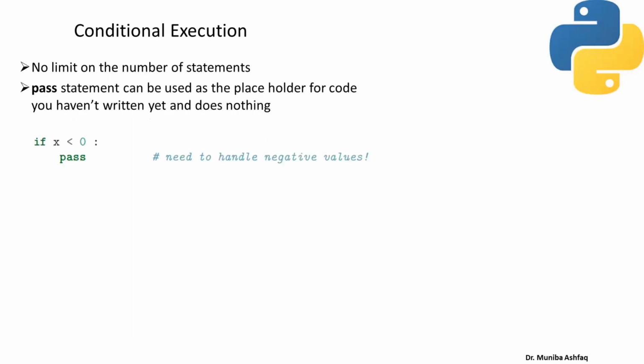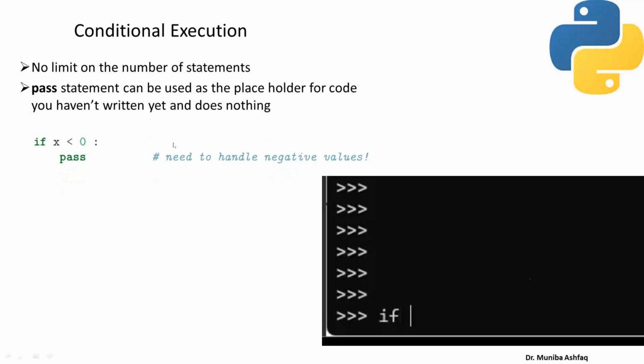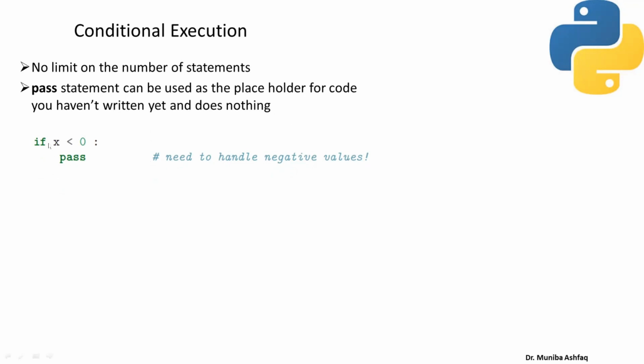Moreover, we have the pass statement. It can be used as a placeholder for code you haven't written yet, and it does nothing. So if you have something in your mind and you don't want to write the corresponding statement right now, like if you are going to check the condition that if x is less than 0, but at this point you don't want to write the action that will be performed, the statements that will be executed, then you don't need to leave this space blank, otherwise it would give you an error. Instead, you just write pass here.